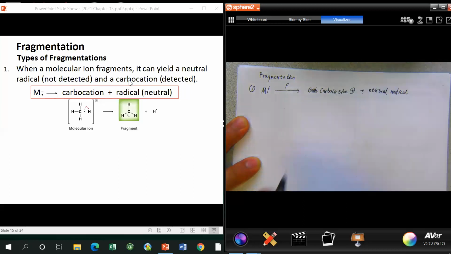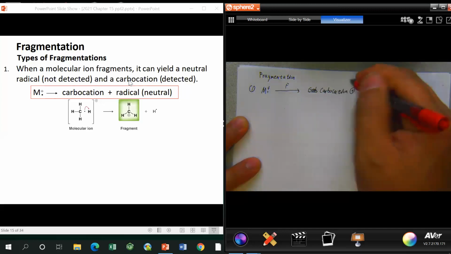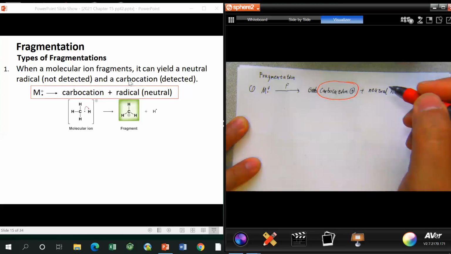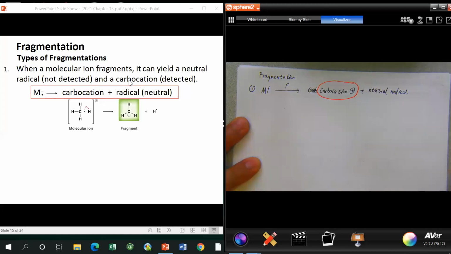Keep in mind that the mass spectrometer can only detect charged species. That means it can only detect the carbocation; the neutral radical cannot be detected. So here comes a question: can the fragmentation happen anywhere, or only at very specific positions? The answer is that there is a special rule.